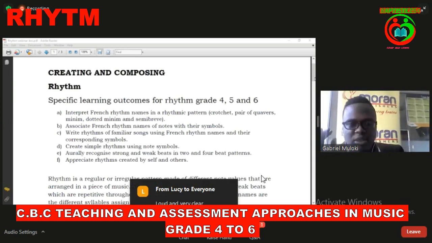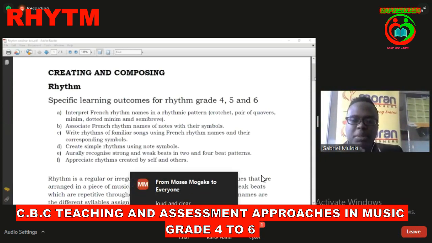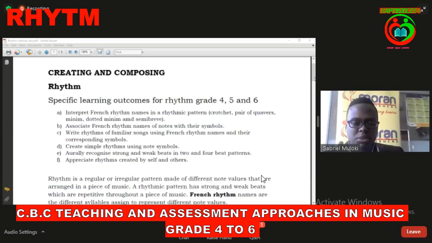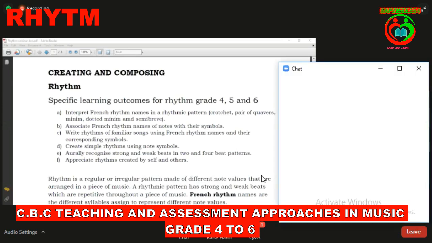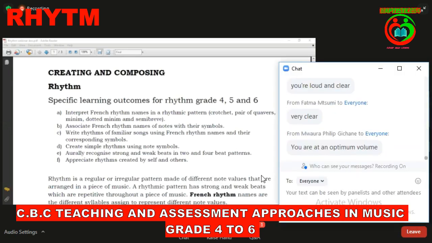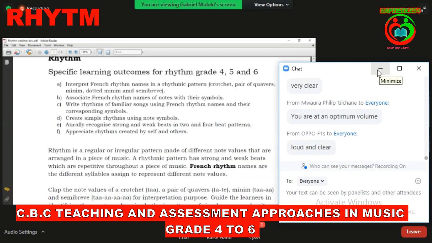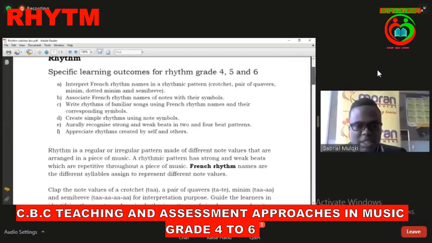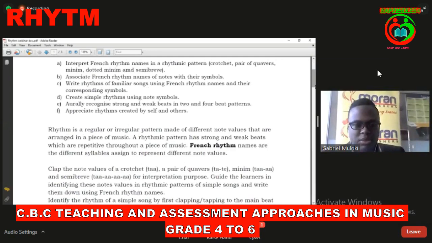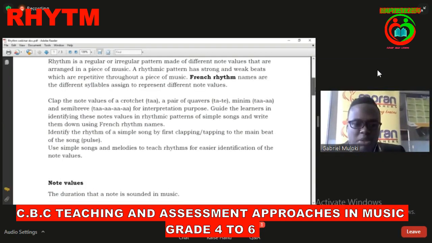I was saying, for learners to be able to easily interpret rhythms, we need to use simple melodies rather than just playing rhythms on monotone. We have to use melodies, like my colleague was using the shakers. That is a rhythm in monotone. It's very difficult for a learner to identify a rhythm which goes beyond a crotchet in monotone. So we basically use melodies. Because my colleague has done that, I'll go straight to the note values in music.